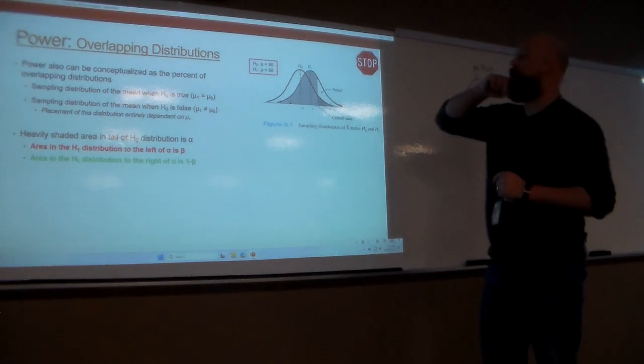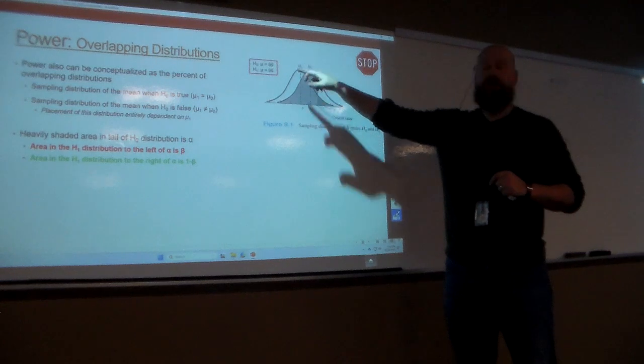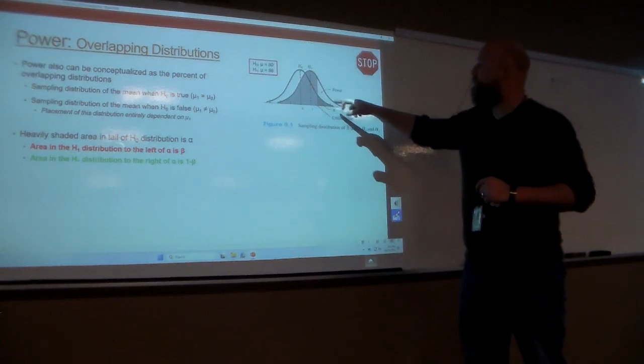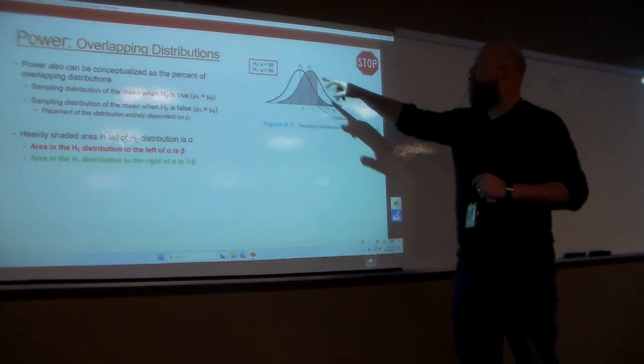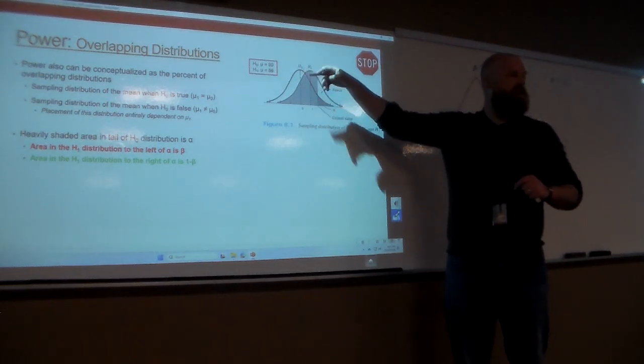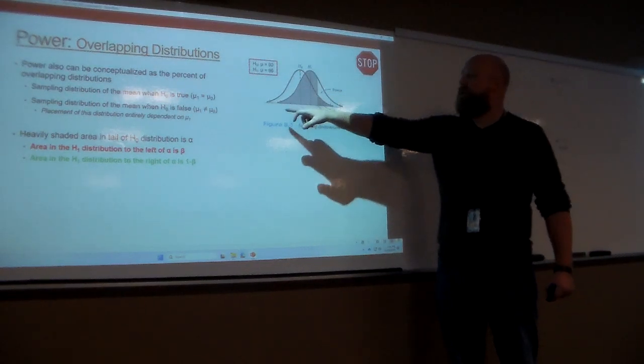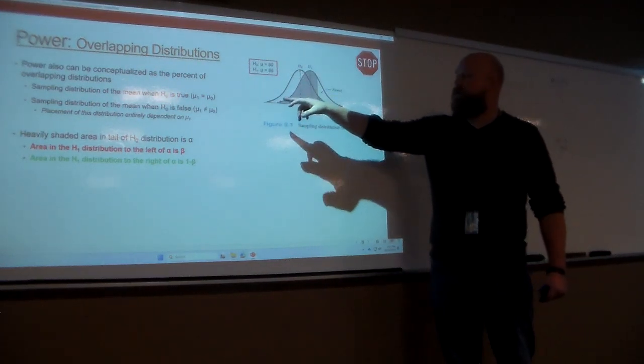So I'll point to this one. Here is my sampling distribution. This is my distribution of sample means when the null hypothesis is true. This is the sampling distribution that we've talked through and worked with. So H0 is the sampling distribution when the null is true.